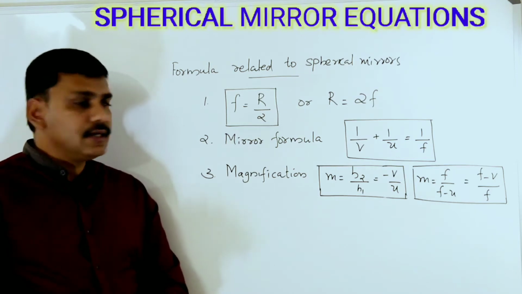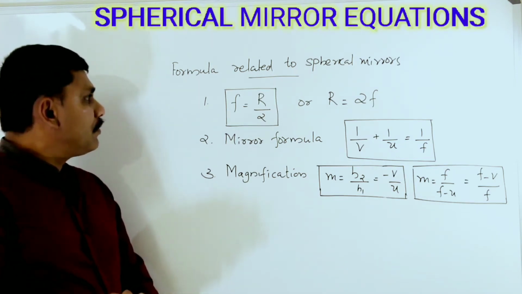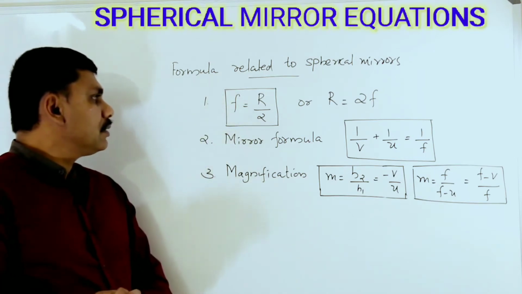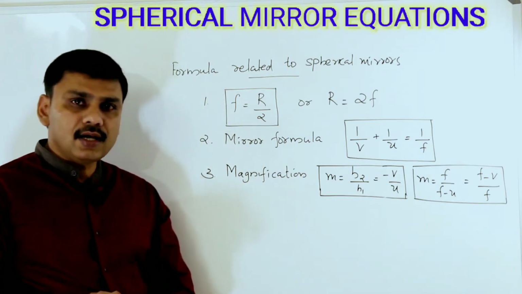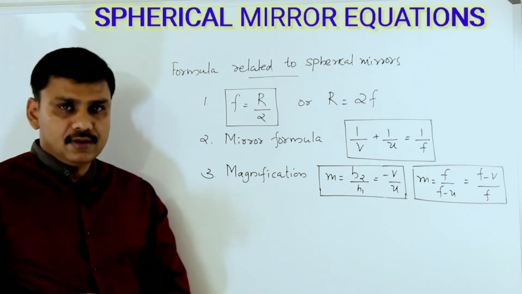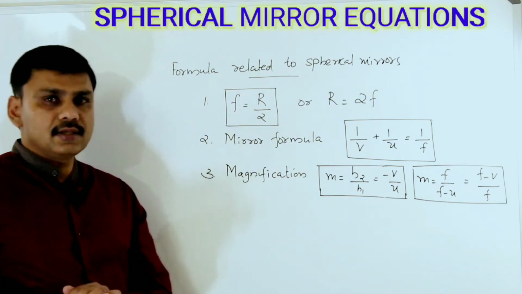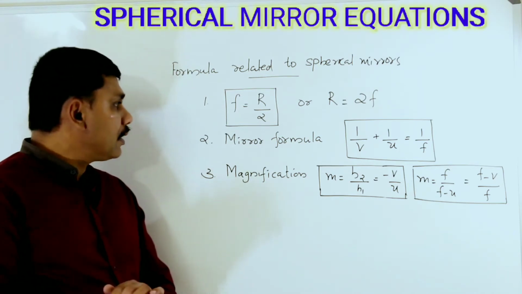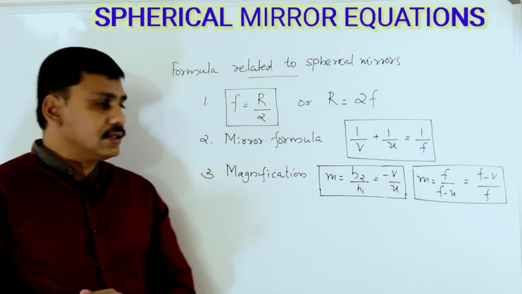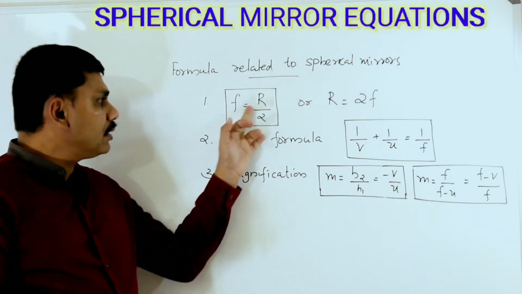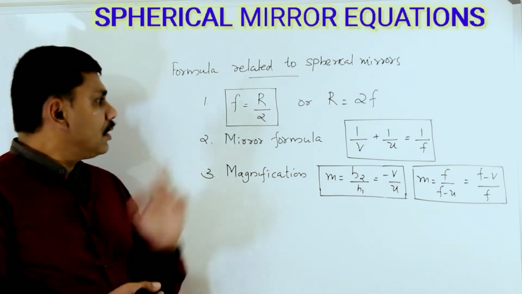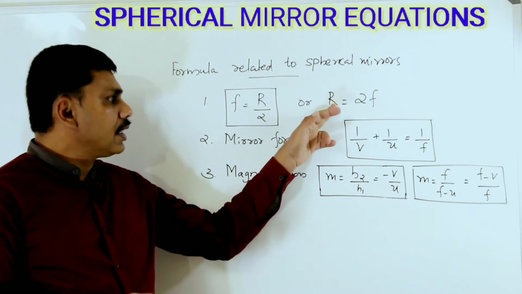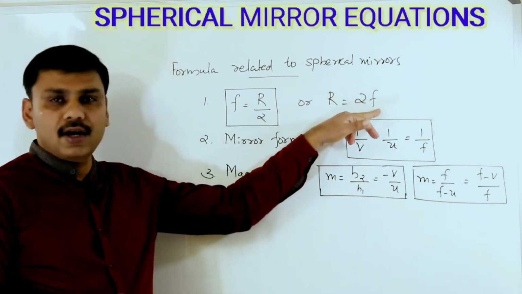Next I am discussing some of the formulas related to spherical mirrors. The first formula is the relationship between the focal length and the radius of curvature. All spherical mirrors have a radius of curvature and a focal length. What is the relationship between them? Focal length is half of the radius of curvature, or the radius of curvature is twice the focal length.